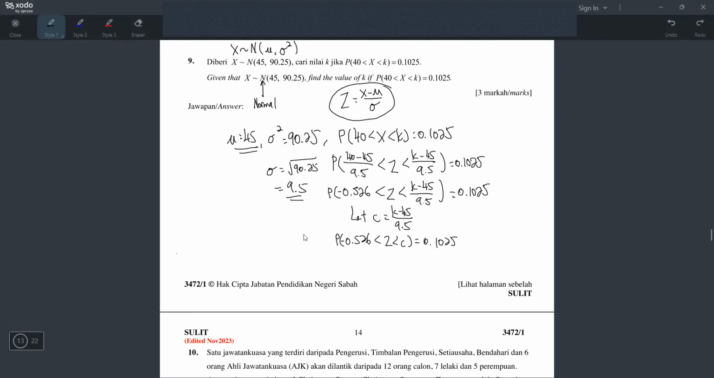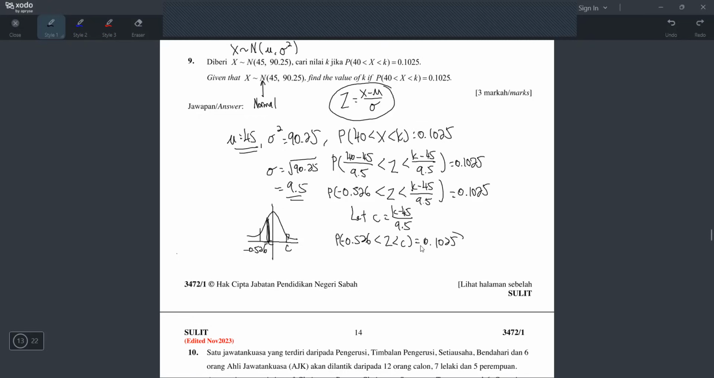So how to do this? Okay, let's sketch it out. So now we will draw it out. Okay, so in between negative 0.526, so it's somewhere here, negative 0.526. But the C we don't know is negative or positive, right? So it can be positive here, it can be negative here also, right? But it cannot be here, confirm not here one, because your C is definitely bigger than this. So it's either your C is here or here.